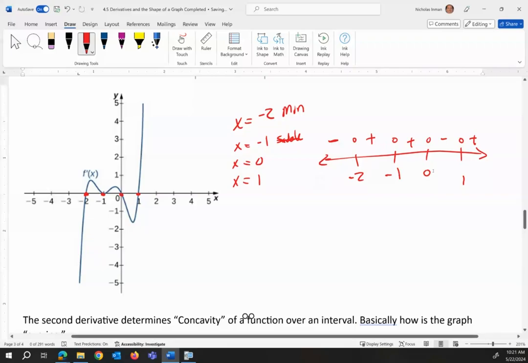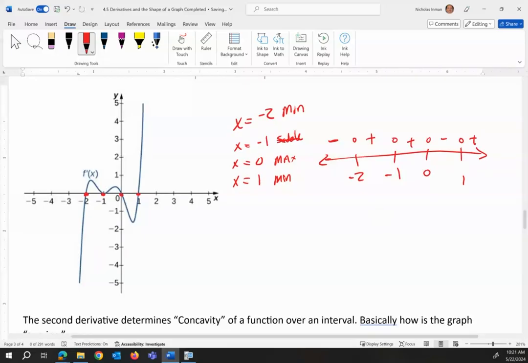From -1, we were increasing, and then we decrease after 0. So we have a max. And then we go from decreasing to increasing, so that's another min. All right, so hopefully we can find those.